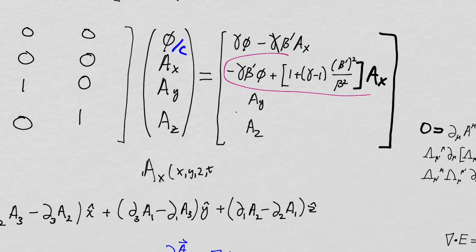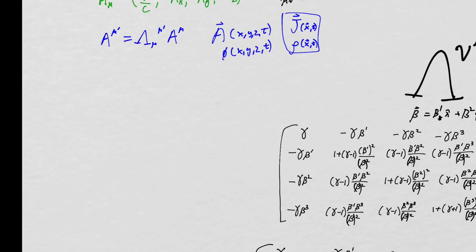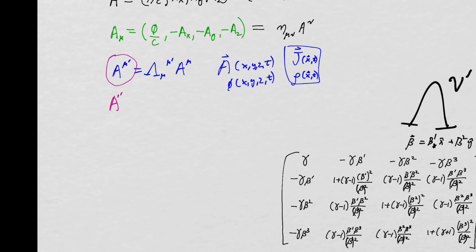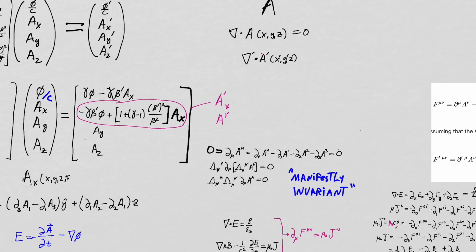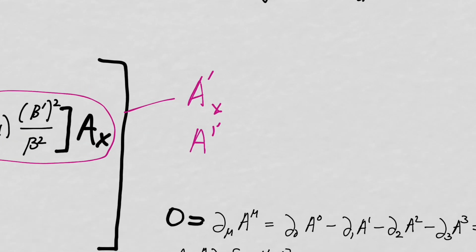For example, this expression right here, that expression is A prime X, or you could say it's A1 prime, using our component notation. But using more colloquial notation, you would say it's the prime reference frame X component. It's meant to mean the same thing, but let's stick with this guy.